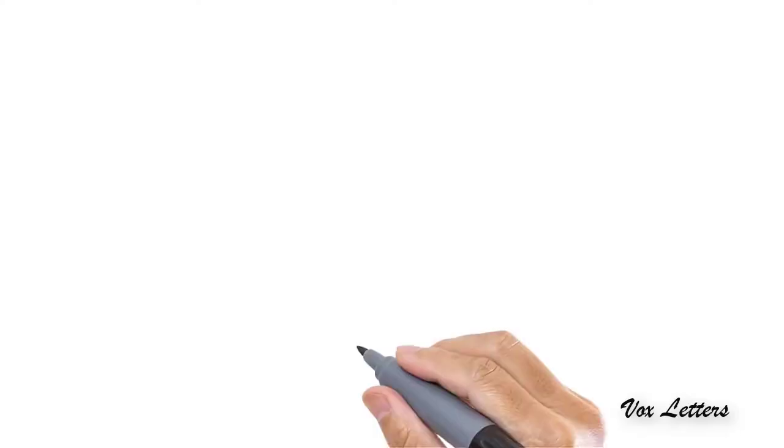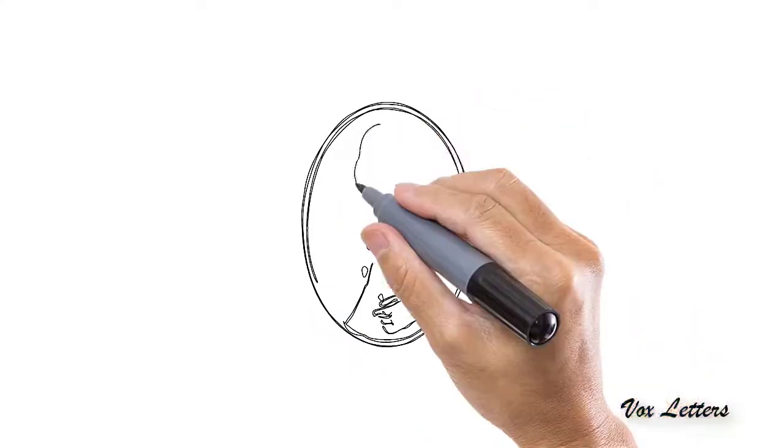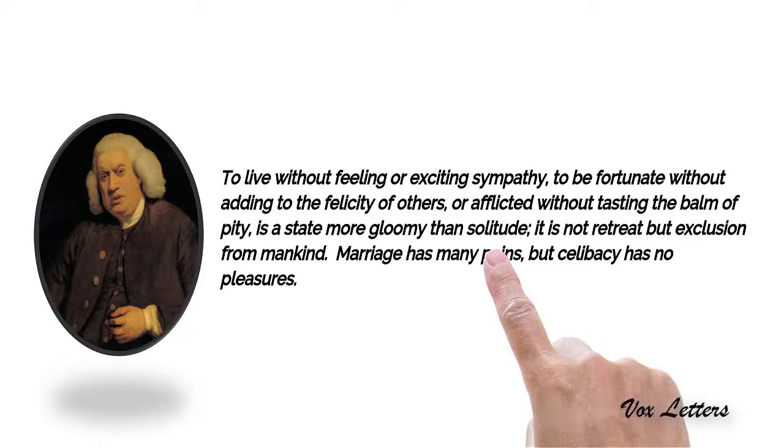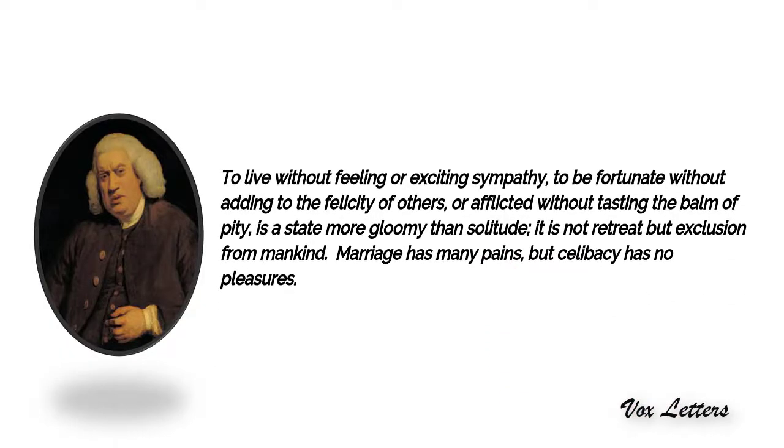Samuel Johnson's novel Rasselas contains a very beautiful antithesis. In this sentence, "Marriage has many pains, but celibacy has no pleasures," is an antithesis. The ideas, as well as the words in this particular sentence, are contrasted with each other. The word celibacy is the opposite of the word marriage. That's why it is an antithesis.